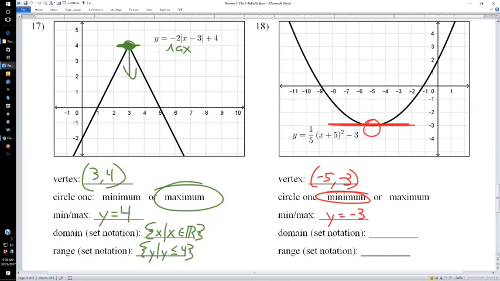Again, your set notation for your domain is all real numbers, so that's x. That's a wonderful curly brace. Let's try that again. X is a set of all real numbers, or x belongs to all real numbers.